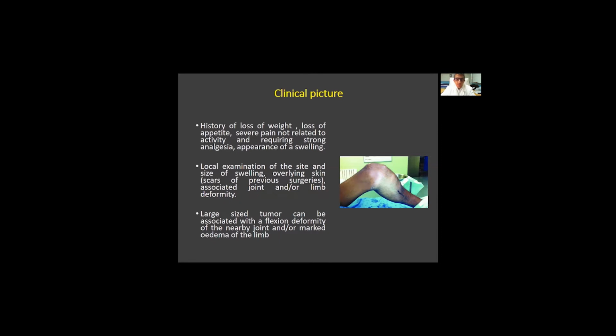When we examine the patient, we have to look for the site and size of the swelling, the overlying skin, whether there are scars of previous surgeries, and the associated joint and/or limb deformities. Large-sized tumors can be associated with a flexion deformity or marked edema of the limb.